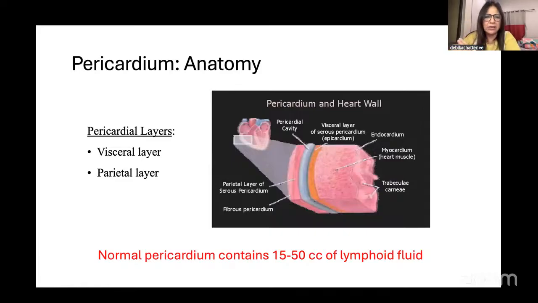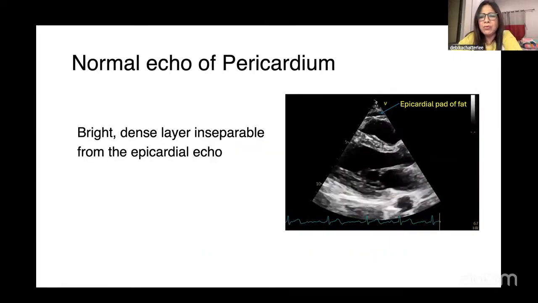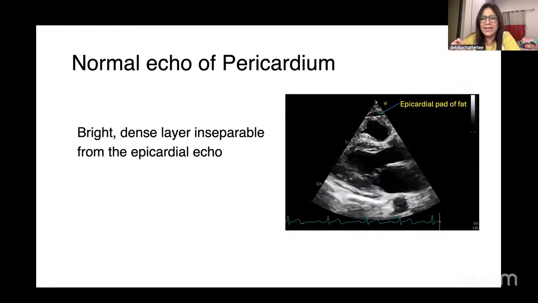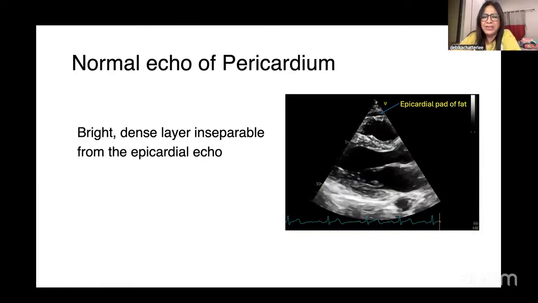So, the pericardium is a sac. It has two layers, as you know: a visceral layer, which is the inside layer just next to the myocardium, and the outside layer, which is the parietal layer, and in between there is a sac which normally contains around 15 to 50 cc of fluid. So when we do echocardiography of a normal person with a normal healthy pericardium, it is really difficult to differentiate the pericardium.